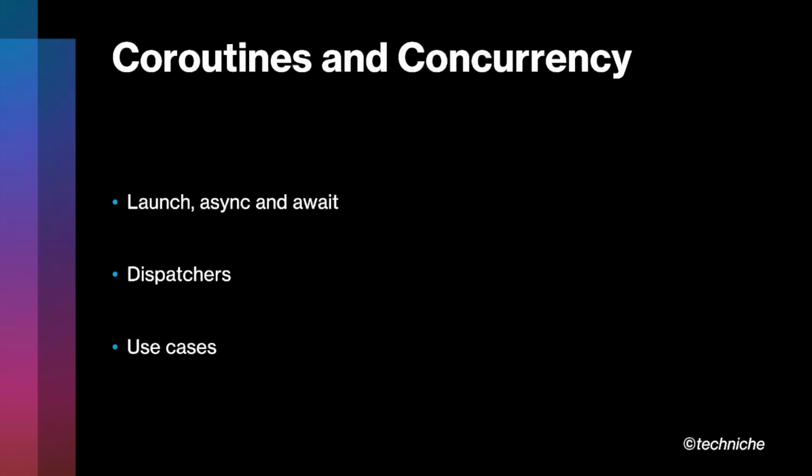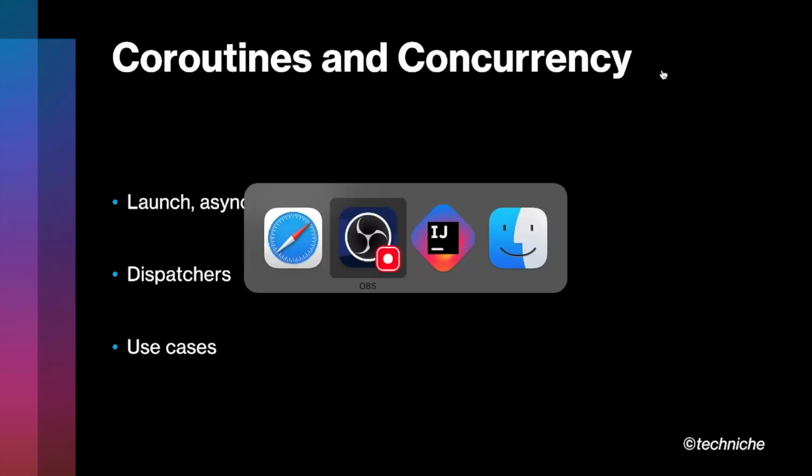So let's start with the basics, that is launch. This is the simplest way to start a coroutine. So what is a coroutine? First of all, you have to understand that. Coroutines are basically lightweight threads. They allow you to write asynchronous and non-blocking code. Unlike traditional threads, coroutines are more efficient as they're managed by the Kotlin runtime, and they can be paused and resumed without blocking the main thread. So let's start with launch first, and we will see async and await after that, and show how it can be done.